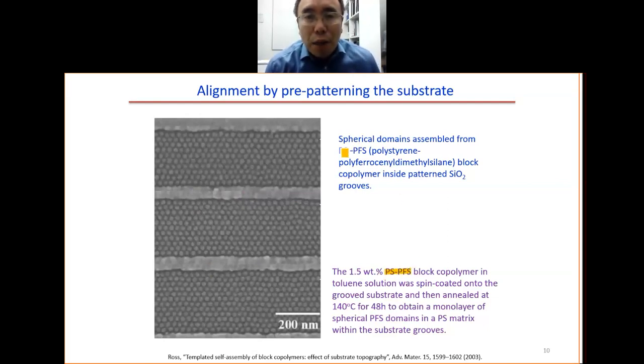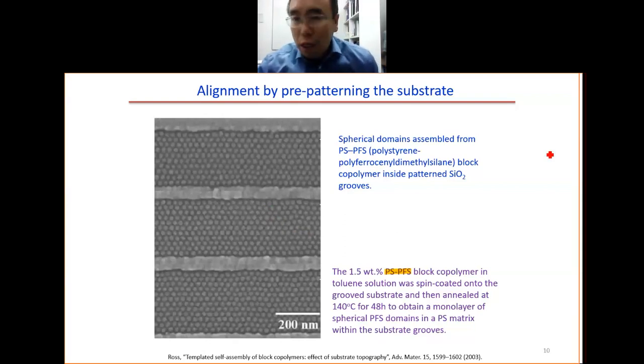This is the polystyrene. This PFS is polyferrocene dimethylsilane. So then you do the self-assembly inside the trenches. You can see they are well aligned. They are aligned along the structures already patterned on the substrate. This way we get this guided aligned self-assembly. But here you have only one block showing up. How about the other block? So how to remove one block and leave behind the other block?